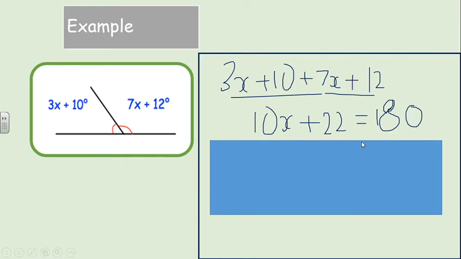Okay? Now, you may wonder why I've written down equals 180. And the reason why that is because the angles on a straight line make 180. So 10x plus 22 equals 180.